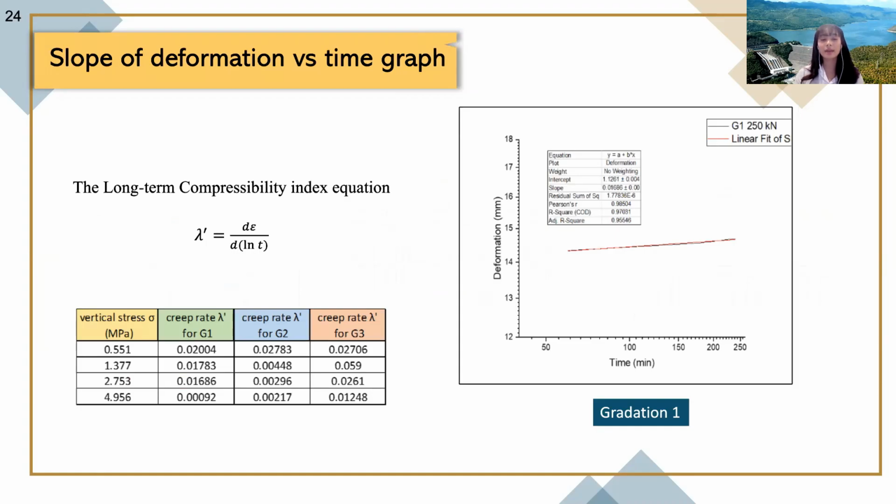We consider the time interval after 60 minutes to find the slope between deformation and time, because we want to avoid some deformation from the redistribution of particles. The slope of the graph represents the long-term compressibility index, which relates to the equation. We find the slope of the graph by using Origin program for our gradations. The table shows the slope values of our gradations.